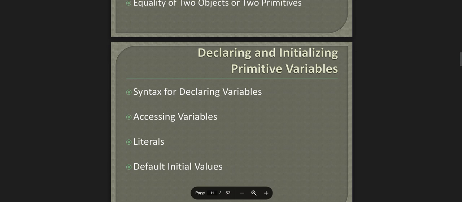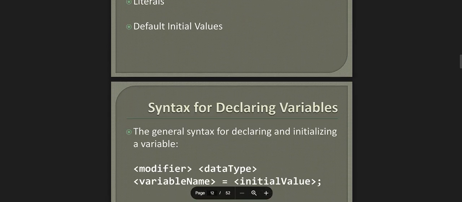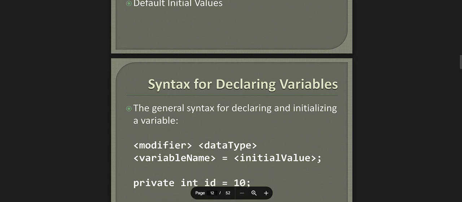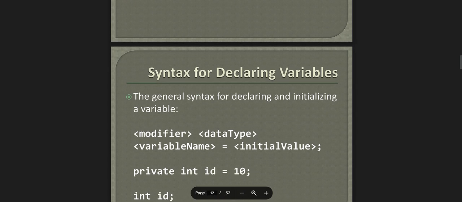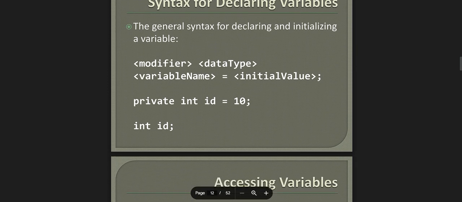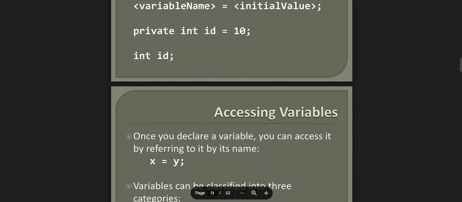Syntax for declaring the variable, accessing the variable, literals, default initial value. The general syntax for declaring and initializing a variable is: modifier, data type, variable name, initial value. For example, primitive int id, then int id. Accessing the variables: once you declare a variable, you can access it by referring to its name.